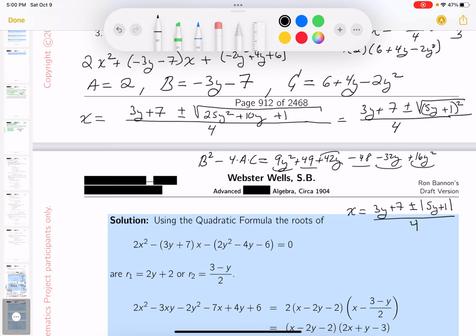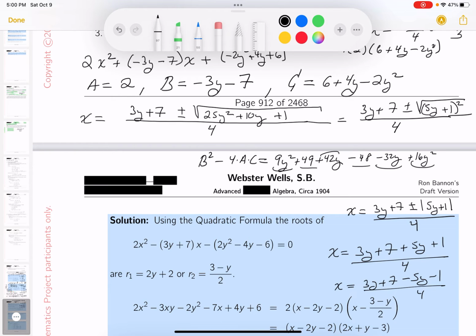All right? Let's keep going. And let's take a look. I want to try to get something out of it. And let's just make a stab at it. All right, I'll write this over here. X equals 3y plus 7. Let's just assume 5y plus 1 is positive. Let's see what happens. What are you going to get? Plus 5y plus 1 over 4. And you're going to get x equals 3y plus 7 minus 5y minus 1 over 4.